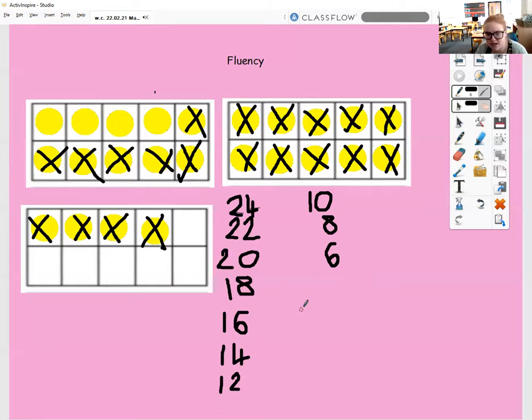So I've got no 10s. How many 1s have I got? I've got 1, 2, 3, 4 1s. Fantastic. Take away another 2. How many have I got remaining?